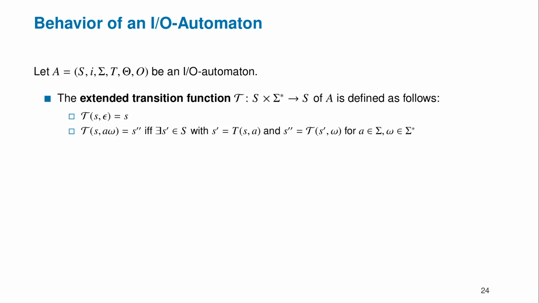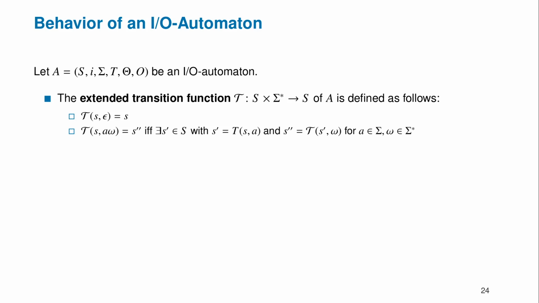For the extended transition function, I use this calligraphic T here instead of the normal letter T as in the previous definition of the I/O automaton, in order to distinguish these two functions. In the literature and in the old slides, you sometimes find definitions which use the same symbol for both, for the original transition function and the extended one. But I have the calligraphic one for better distinguishing it.